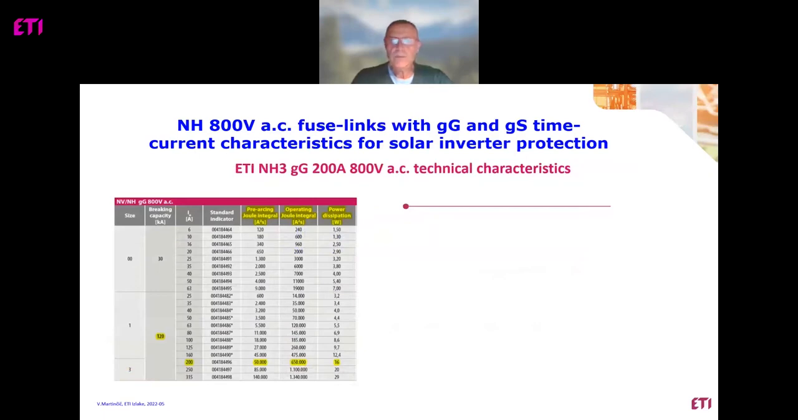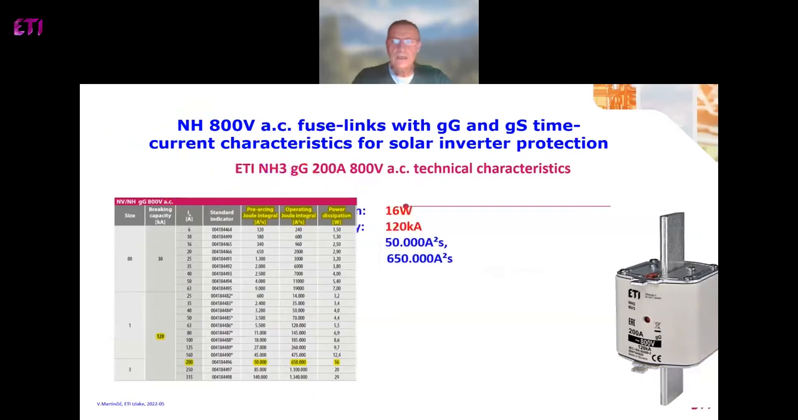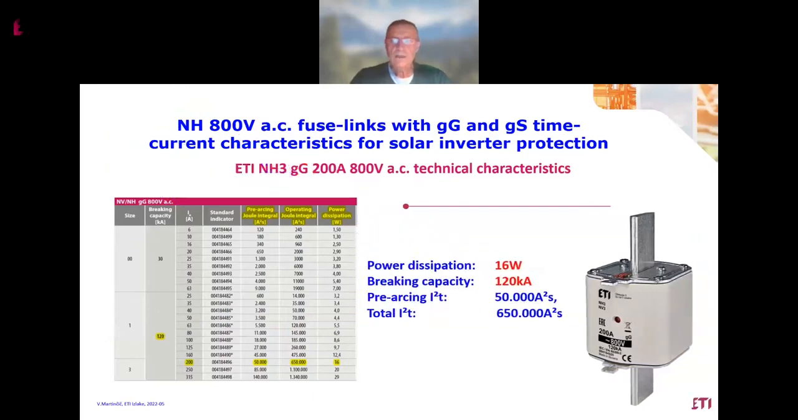A comparable ETI product is designed for 800 volts AC, also with rated current 200 amps, but with a gG characteristic. We can see that power dissipation is much lower, 16 watts, and breaking capacity is 120 kiloamps. Pre-arcing and total integrals are also different compared with the competitor product which we saw on the previous slide.